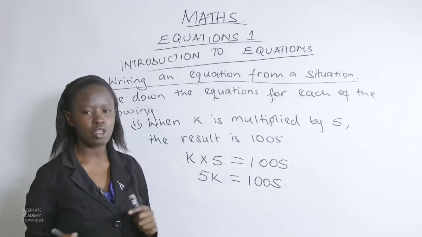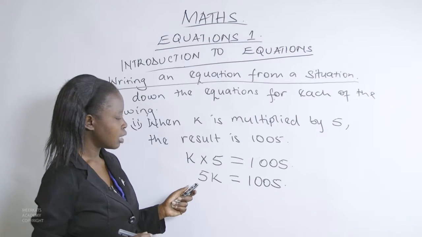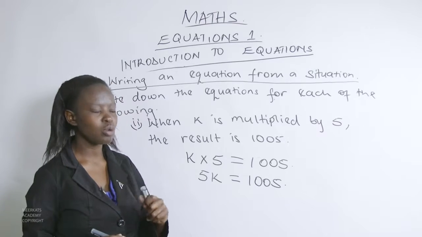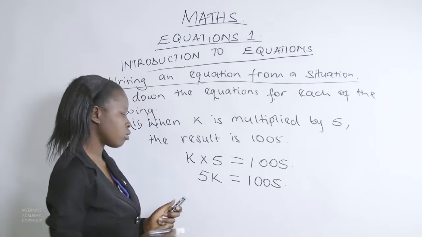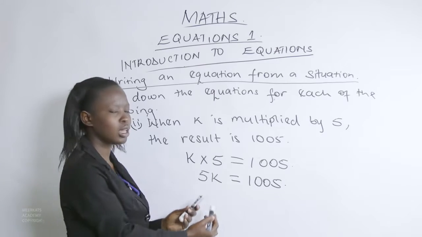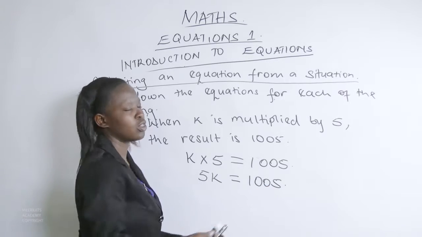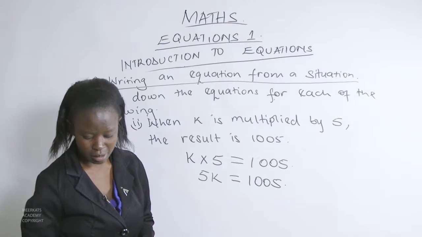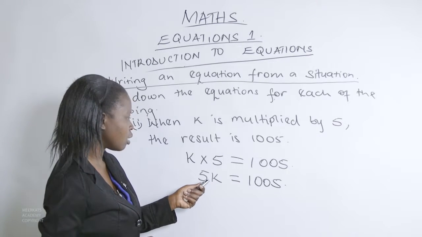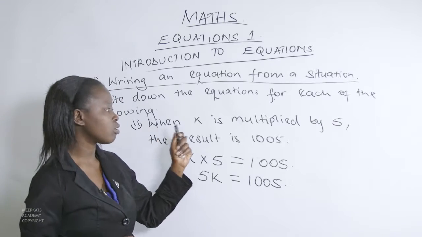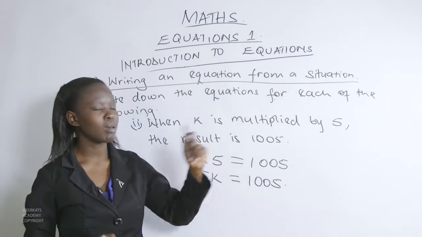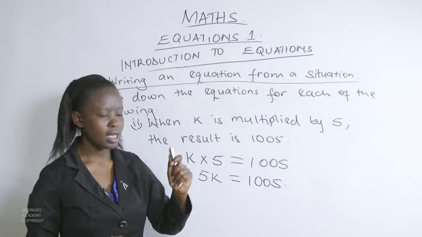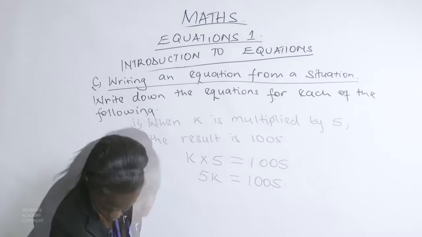And we've said that an equation is simply a collection of expressions showing that the two expressions are equal. So we have the expression on the left-hand side, and we have the expression on the right-hand side. When we have an equal sign, that is an equation. So this is an equation that is representing the situation whereby k is being multiplied by 5 to give us a result of 1005.